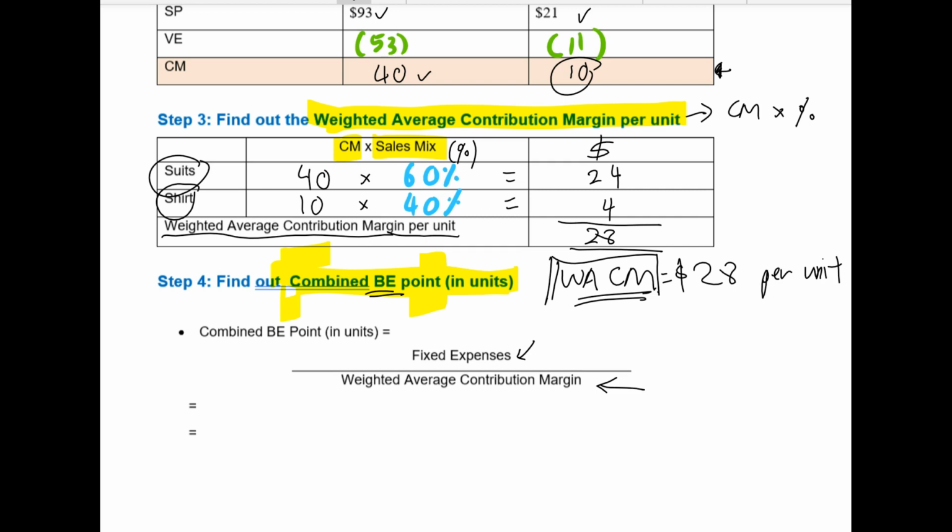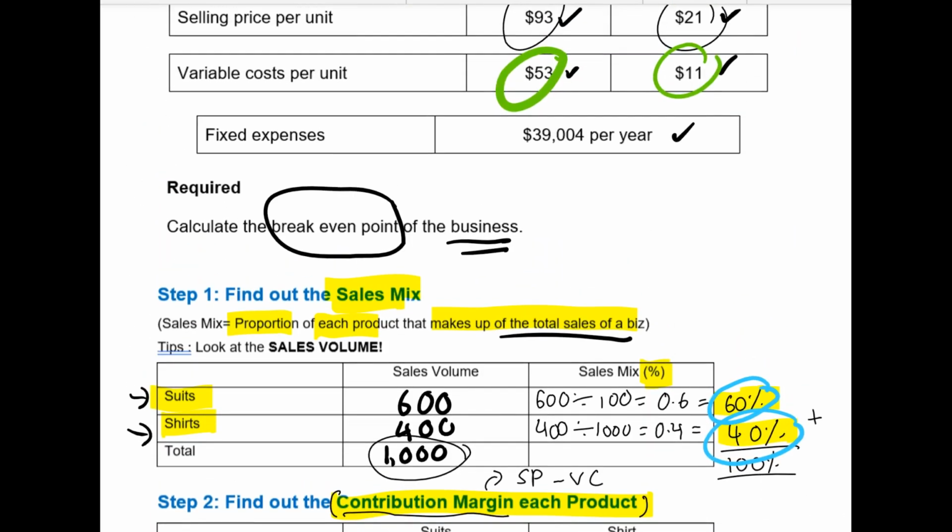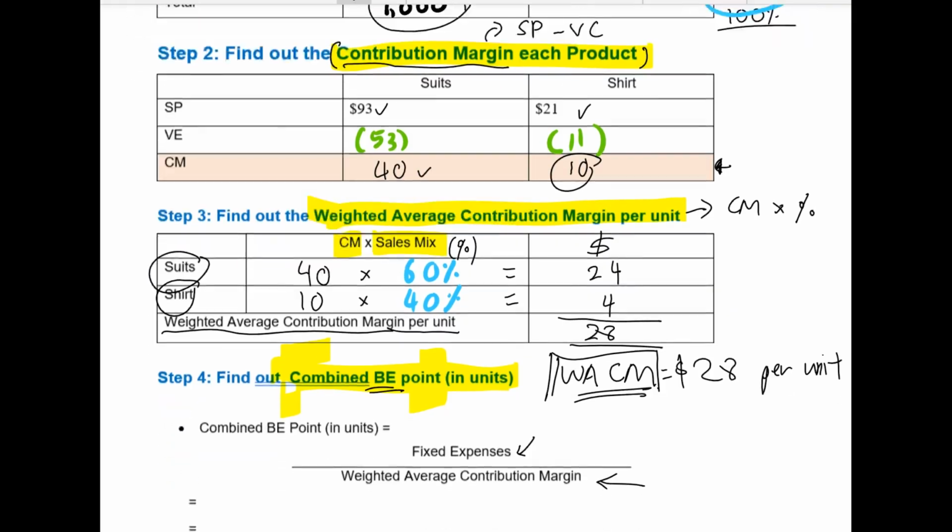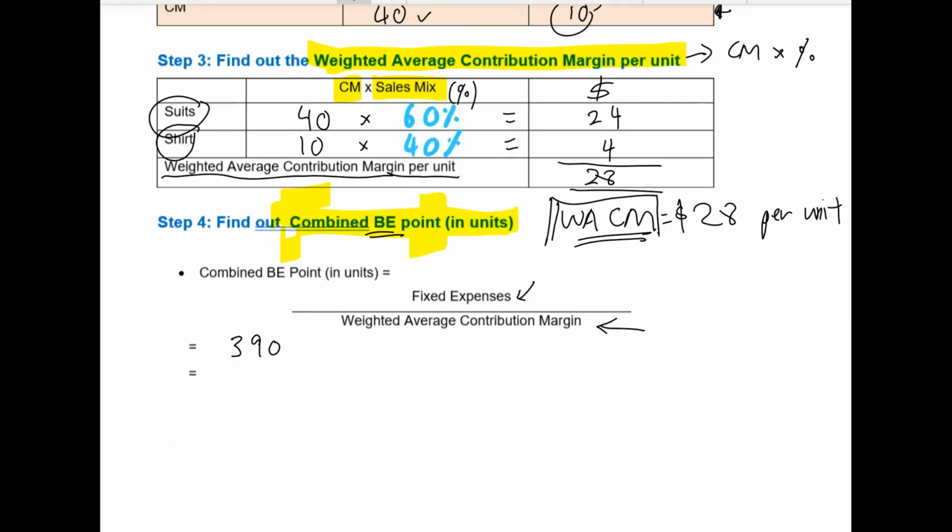So here your fixed cost is 39,004, divided by your weighted average contribution margin, which is the one we calculated over here. Divide by 28. 39,004 divided by 28, you will get 1,393 units. So in order to break even, you need to sell a total of 1,393 units.